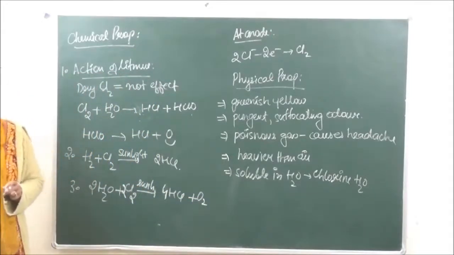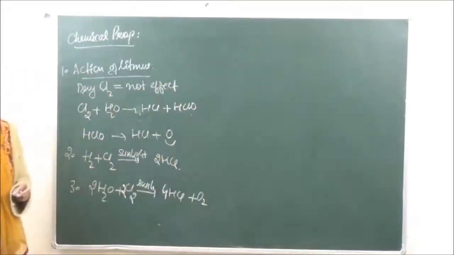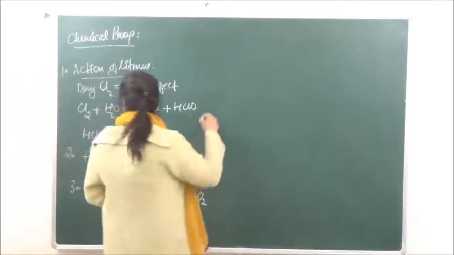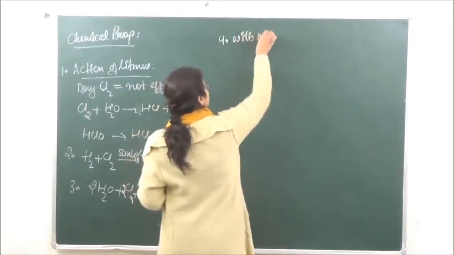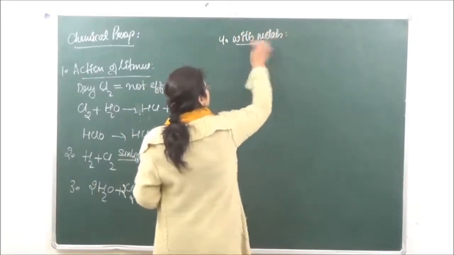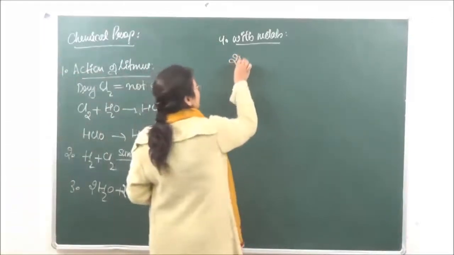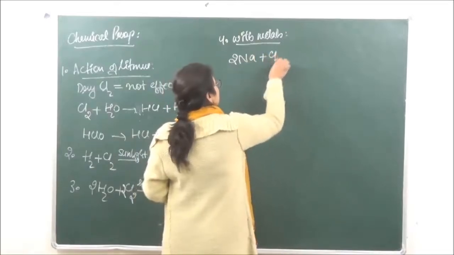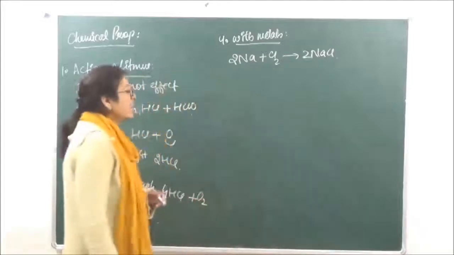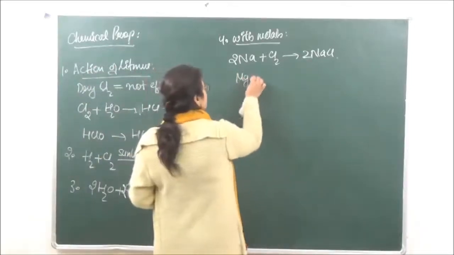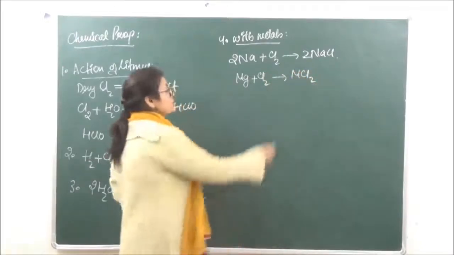The fourth reaction is combination with metals. So with metals, when it is combining, it is going to give halides. It is seen that with reactive metals or active metals, it does not need any drastic conditions to convert. So if we are taking Na, which is an active metal, plus Cl2, it will give us 2NaCl. ठीक है? Or if we are taking magnesium plus chlorine, it will combine to give us magnesium chloride.